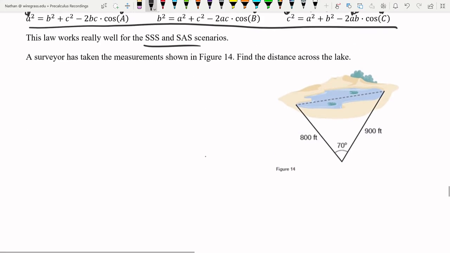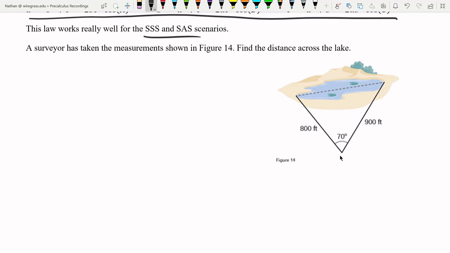So let's take a look. We have a surveyor measuring from this point. He knows it's 800 feet to this point from the lake, and then 900 feet to this point. And he also knows that there's a 70-degree angle. So with this information, what's the distance across the lake? Let's label this AB. So we're looking for this distance here, A to B, and this one must be C. So this is going to be little c. That means A is here and B is here.